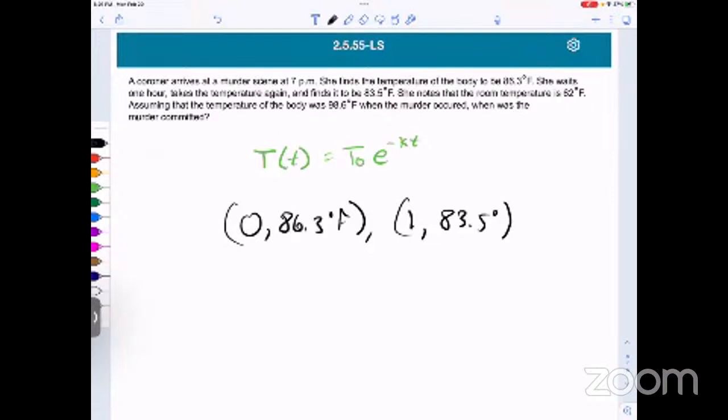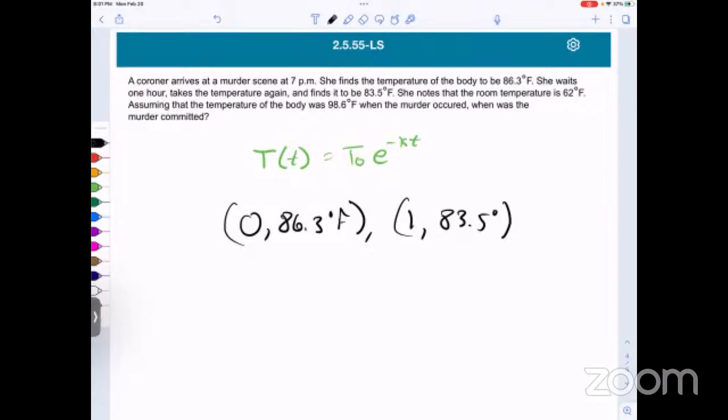Okay, let's see. I think we do need to incorporate the room temperature. So the initial temperature. Assuming that the temperature of the body is this, when did the murder occur? We could let the initial temperature be that. Then 98.6, okay.